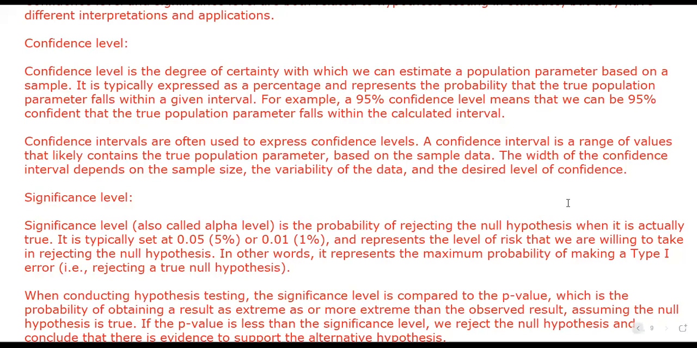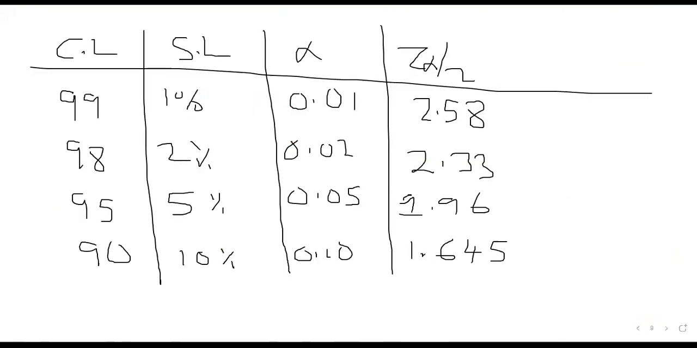So we came up with these figures here. 99, which is 1%. 98, which is 2%. 95 is same as 5%. And 90 is same as 10%. When you divide this by 100, we get 0.01, 0.02, 0.05, 0.10.